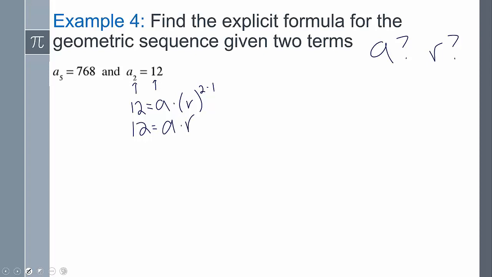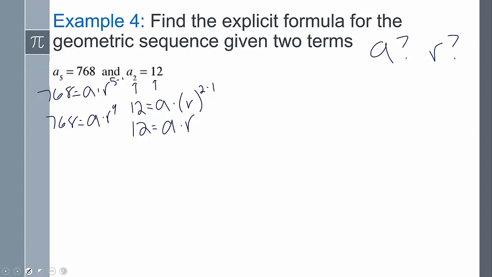I know my r's look like v's. I apologize. My next one is going to be my a sub n equals a times r to the n minus 1. And so that one's going to just be 768 equals a times r to the 4th.